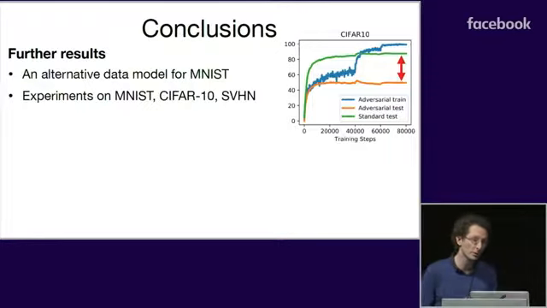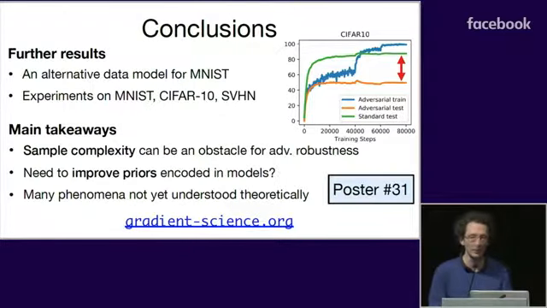Now one question you might ask is, what about MNIST? We saw that things are easy on MNIST, and indeed we have a second data model in the paper that sheds some light on why MNIST is a particularly easy case for L infinity robustness. And we have more experiments on a variety of data sets to understand what's going on empirically. So I think the main takeaway is that in a simple natural distributional setting, sample complexity can be a provable obstacle for adversarial robustness.